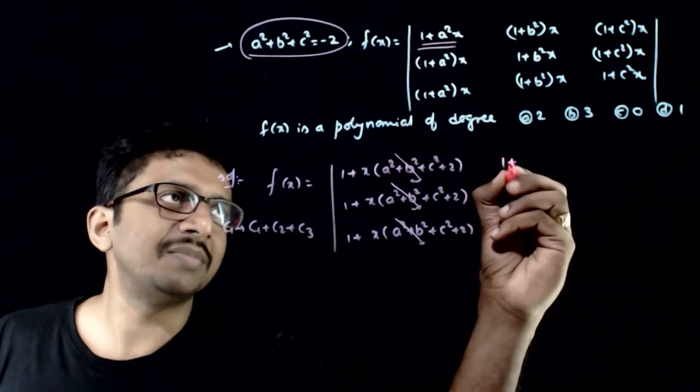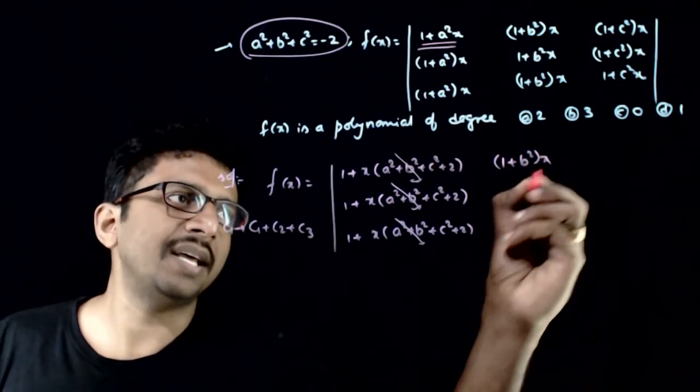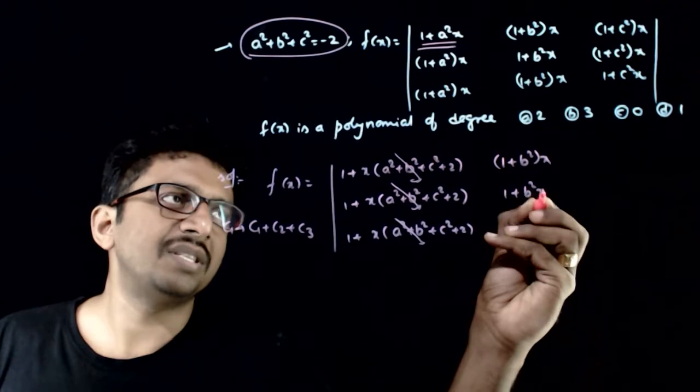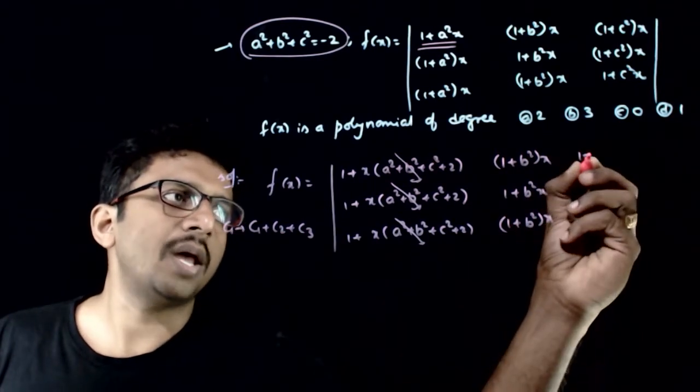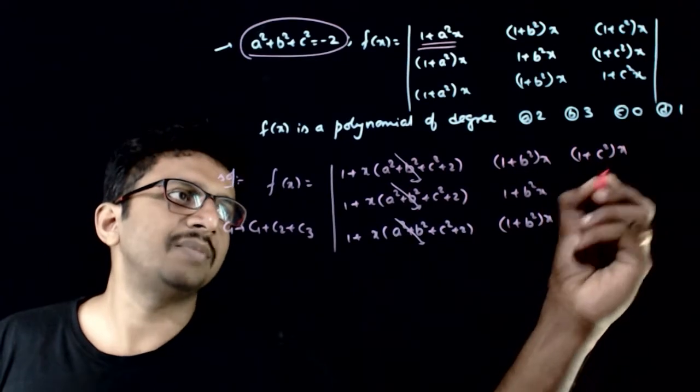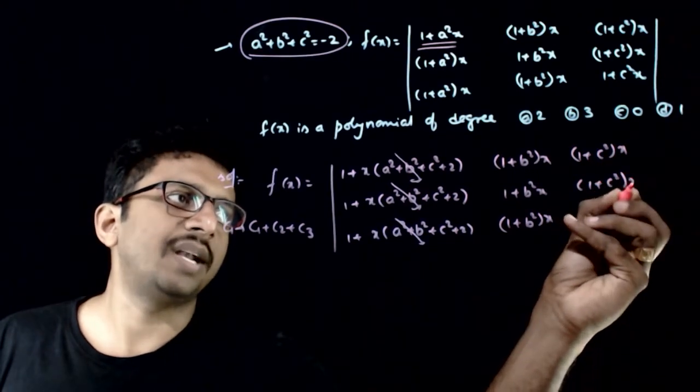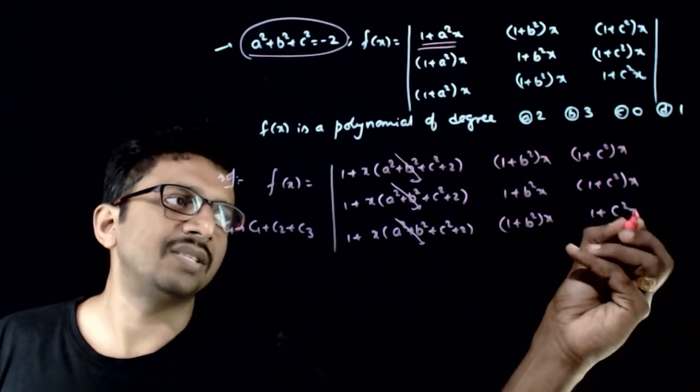So all these terms will become 0. Now other terms are same. 1 plus b square times x, 1 plus b square x, 1 plus b square times x, 1 plus c square times x, 1 plus c square times x, 1 plus c square x.